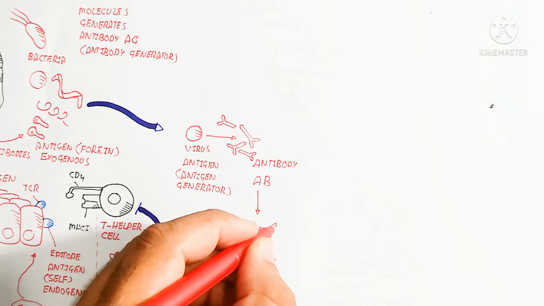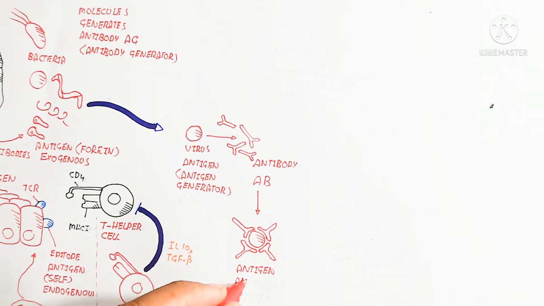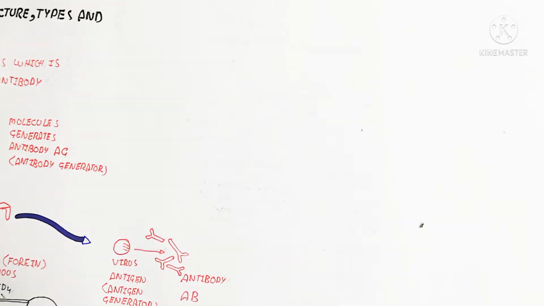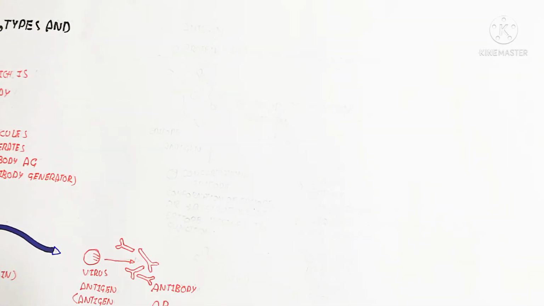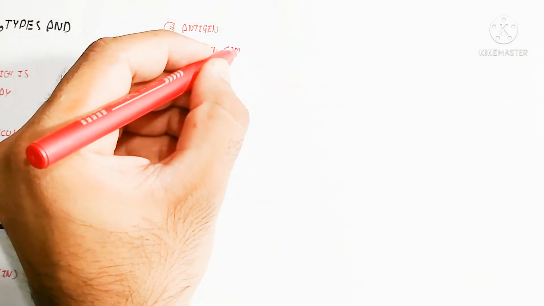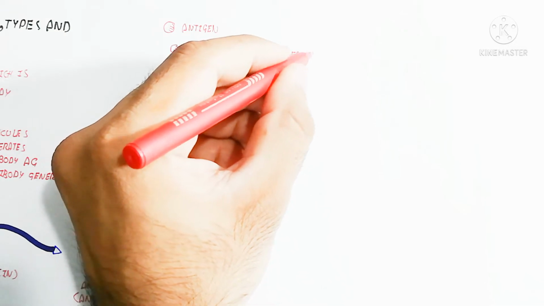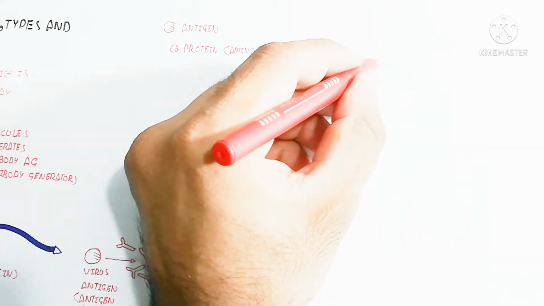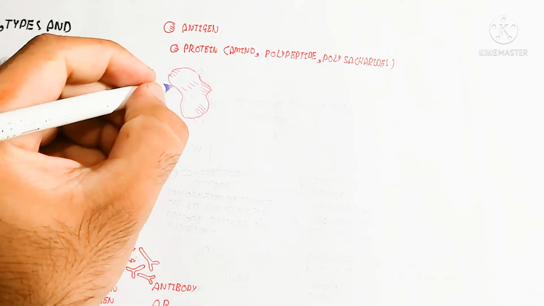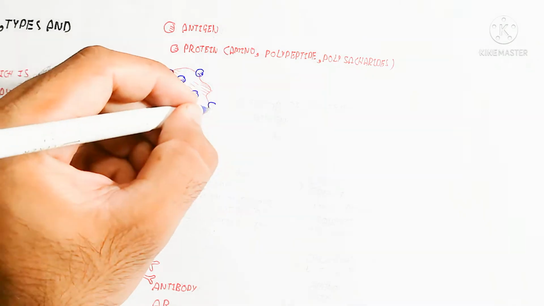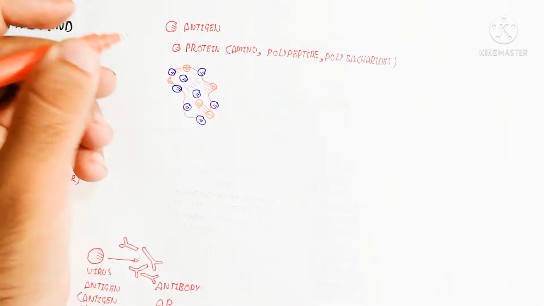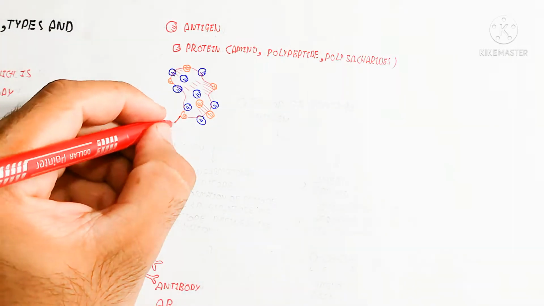Next, first we will understand the antigen. Here is a virus antigen, for example, which is an antigen generator to produce antibody. This antigen antibody complex will be formed, and after the complex formation the macrophage will engulf it. So what is an antigen? Antigen is made up of protein, amino acids, polypeptides or polysaccharides, for example the sugar containing chain, polysaccharide. Poly means many, saccharide means sugar.